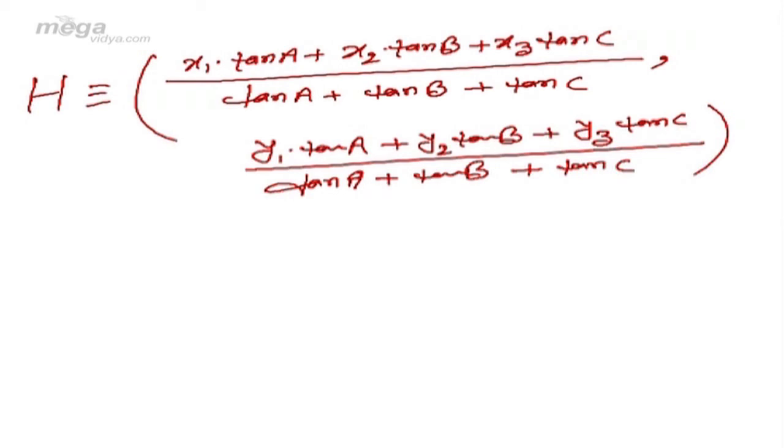Now students, I am writing here the properties related to these four things, that is centroid, incenter, orthocenter and circumcenter. So these are the properties.